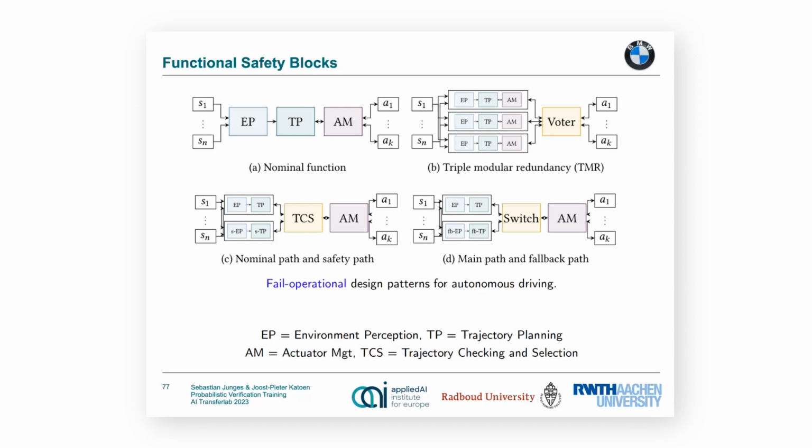And now you can have different models with different types of redundancy. So in a nominal function, you have one module called environment perception, one trajectory planning, and one actuator management. But for instance, in B, you see that there are three redundant entries, which means if one of them fails, you still have two functional ones left. So that, of course, is more reliable. And then you have other scenarios where you have fallbacks and so on with different safety levels. But as I said, I do not have the time to go into all the details here.